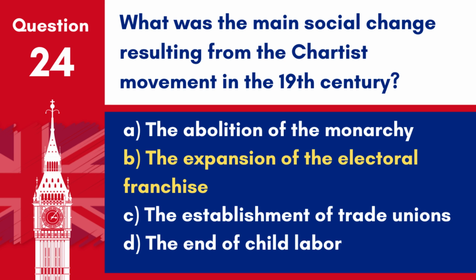Answer: B. The expansion of the electoral franchise. The Chartist movement, primarily active between 1838 and 1850, was instrumental in expanding the electoral franchise and advocating for political reforms that benefited the working classes.